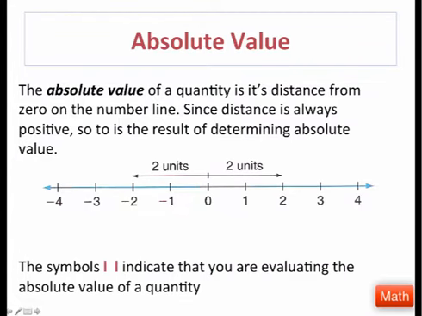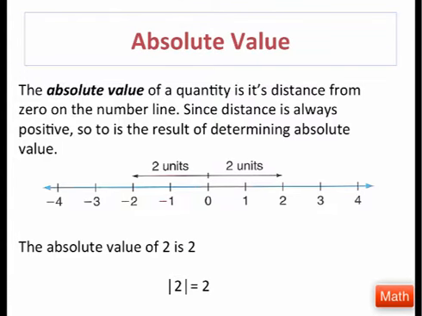The absolute value of a given quantity is its distance from zero on the number line. Since distance is something that is always positive, the result of an absolute value is also always positive. As you can see below the number line here, we'll use these symbols in red, these straight brackets, to indicate that we are taking the absolute value of a quantity. You'll also notice from the number line given here that there are often two values that contain the same absolute value, a positive and a negative distance from zero.